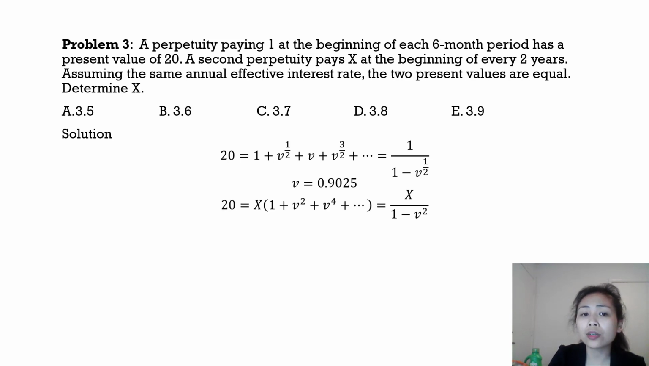And now we continue working on the second perpetuity. So 20 is X times 1 plus V squared plus V to the 4 plus dot dot forever. Because X is the payment, and the payment is made once in 2 years. So X times 1 plus V squared plus V to the 4 plus dot dot. And this is X over 1 minus V squared. Because we have found V from the first perpetuity, we are going to plug it in to find X. So we have X here is 3.7.